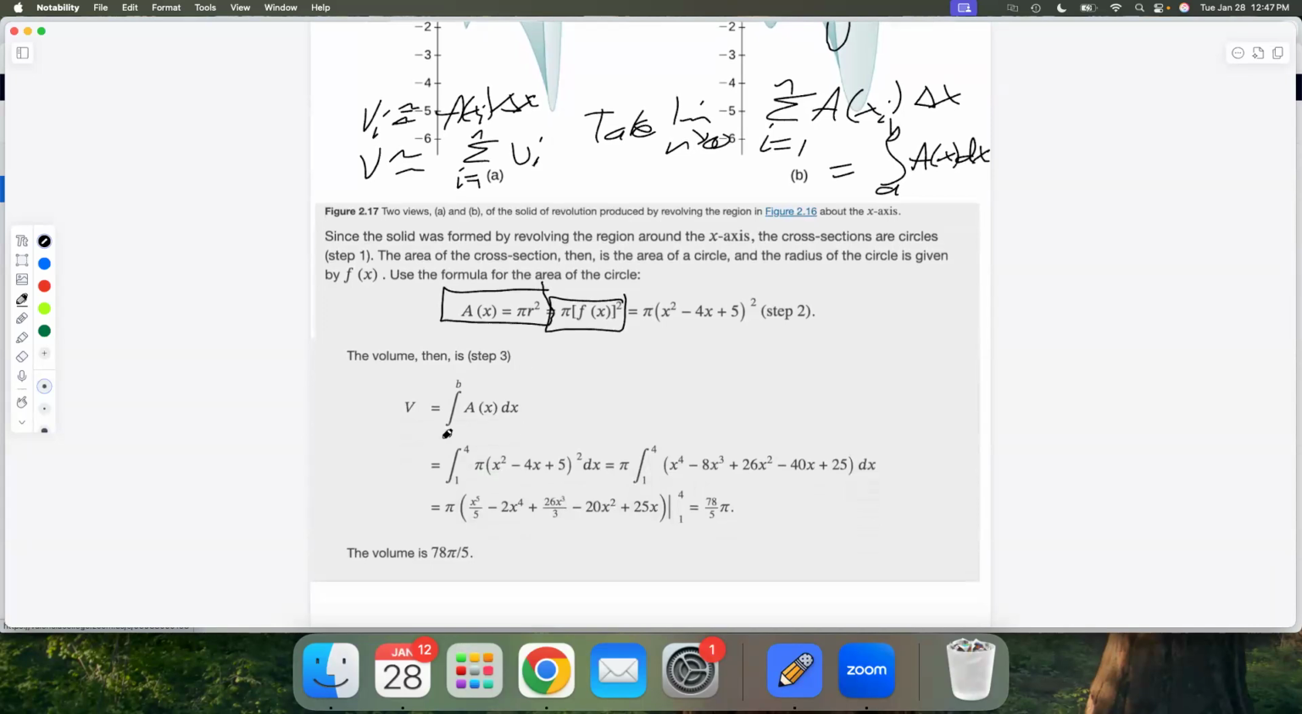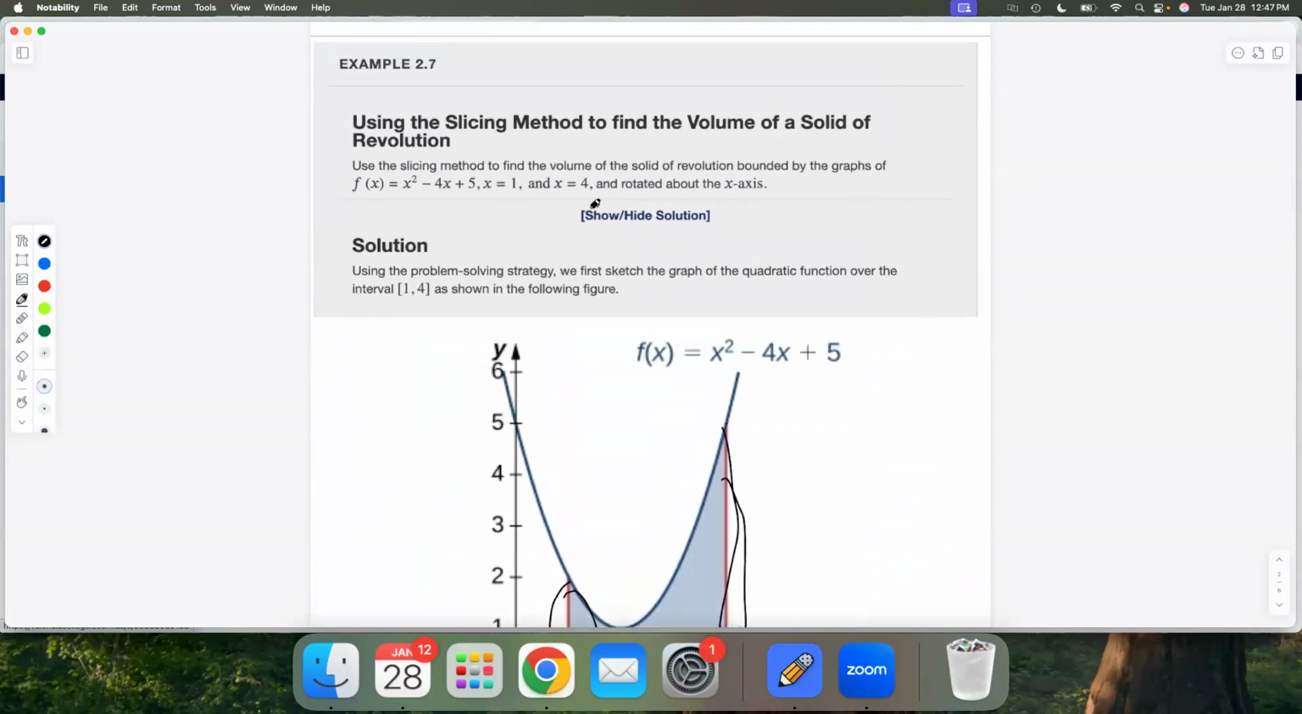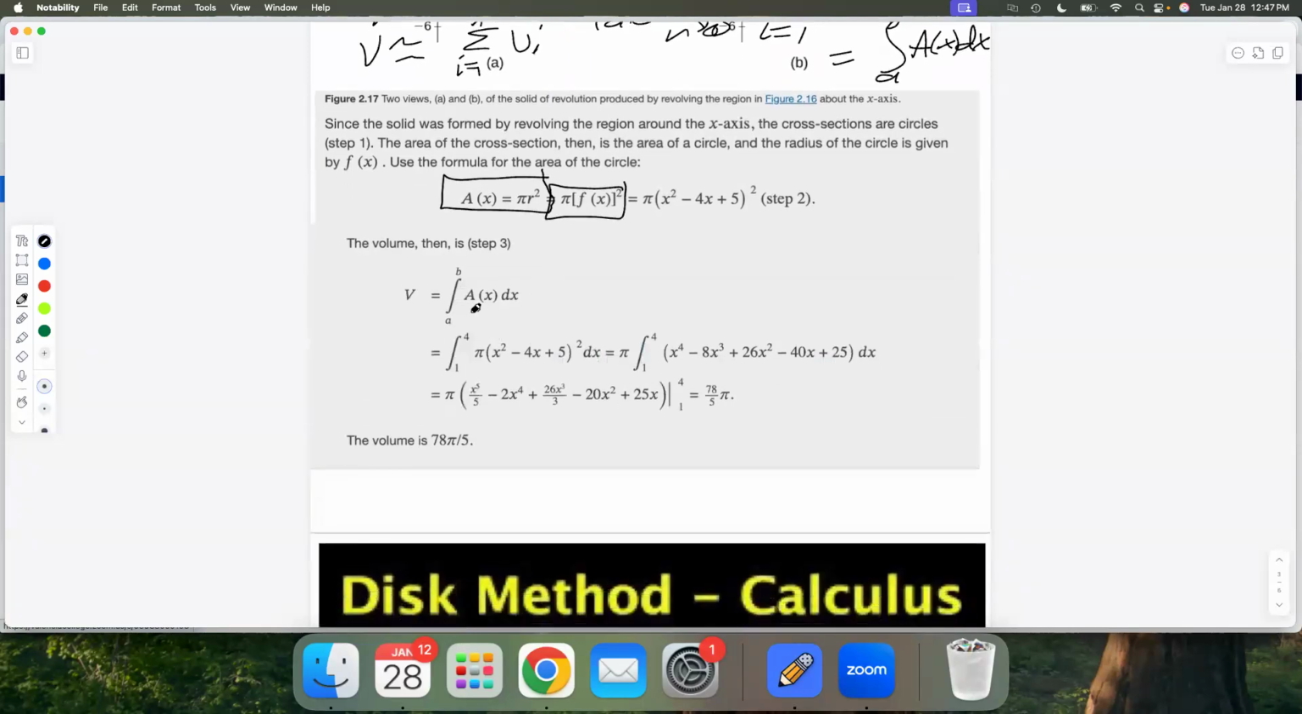So volume is the definite integral from a to b, your start to your end. Remember, they gave us those. Here's a, here's b. Cross-sectional area is always pi r squared, which is pi f of x squared, dx.